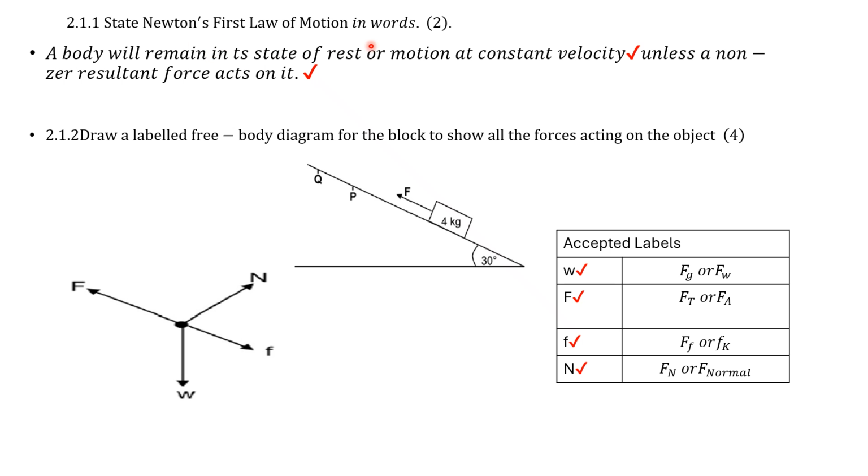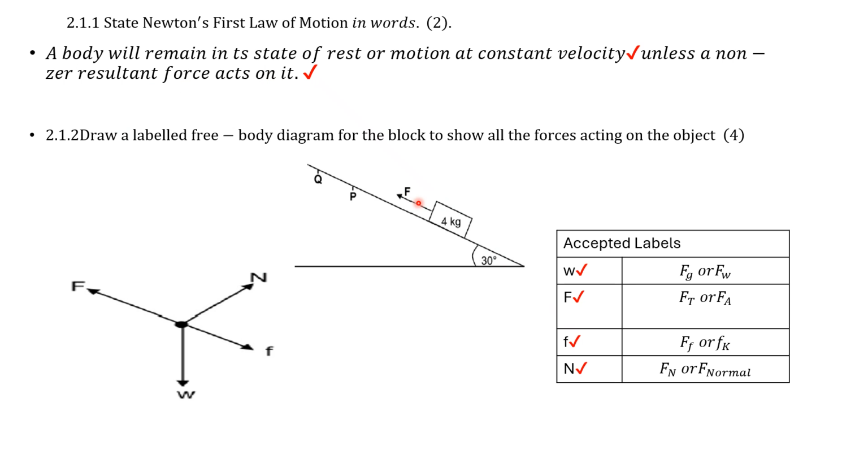Now, I know you'll know how to study and memorize definitions. So Newton's first law of motion: a body will remain in its state of rest or motion at constant velocity, 1 mark, unless a non-zero resultant force acts on it, 2nd mark, right? So 1 mark for stating that it would remain in a state of rest or motion at constant velocity, and 1 for when a non-zero resultant force acts on it.